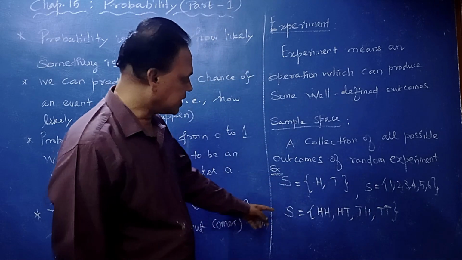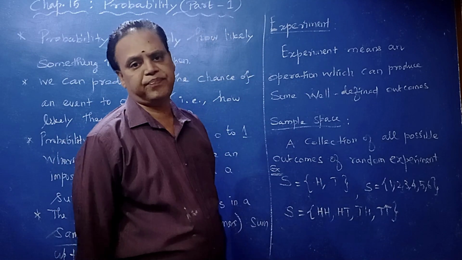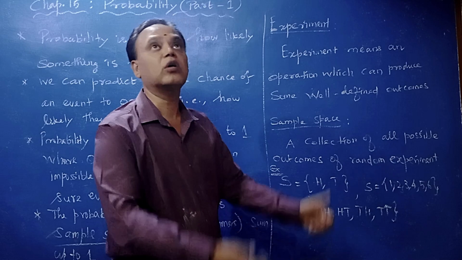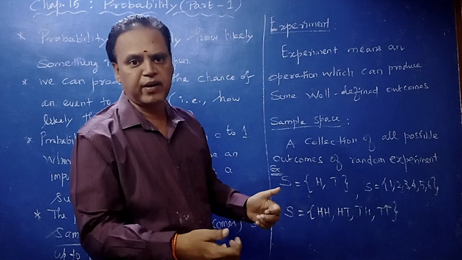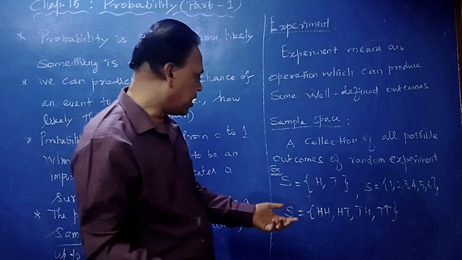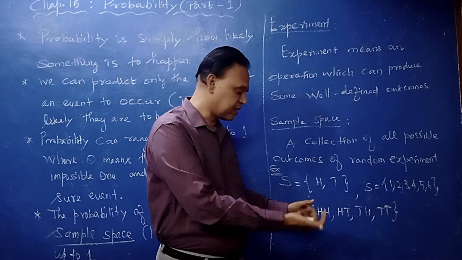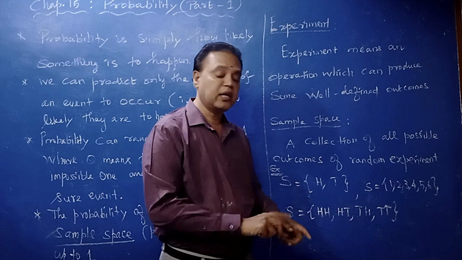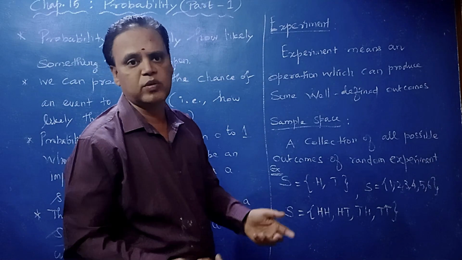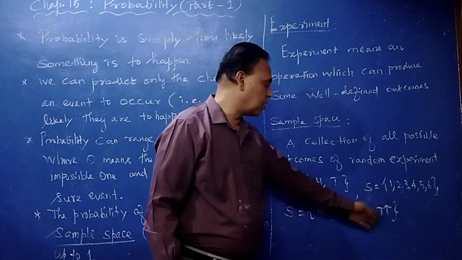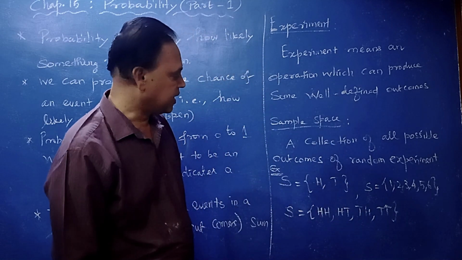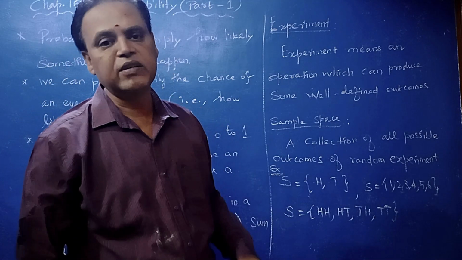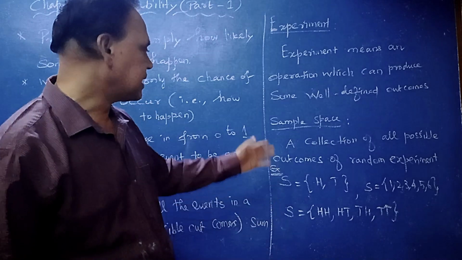Third example: tossing 2 coins at a time. What is the sample space? You take 2 coins and toss them at a time. Head may occur on both. Clear? First coin head, second coin tail. First coin tail, second coin head. Then both coins tail may occur. Those are the possibilities. Clear? So all the possible outcomes in an experiment are called the sample space. The experiment is tossing 2 coins at a time, in which you get the possible outcomes. That is called the sample space.